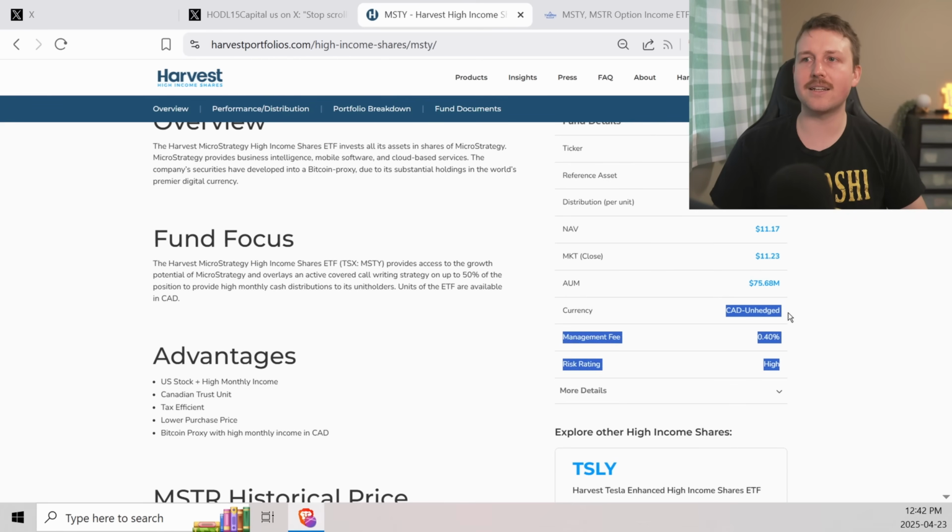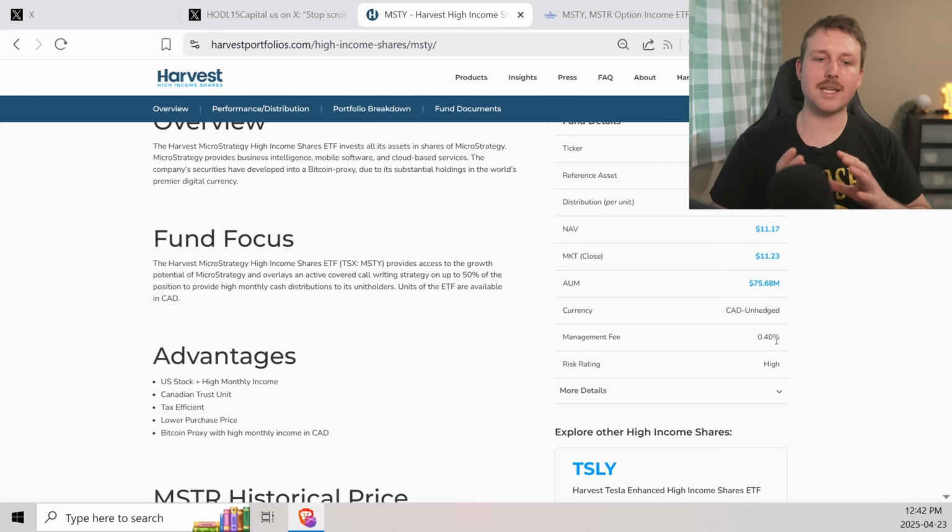And it's Canadian unhedged, which means that we're also seeing price appreciation of this equity in Canadian dollars if the US dollar currency outperforms the Canadian. So it's not hedging that to the Canadian dollar. So it's exposing Canadians to a US equity in US dollars, but it is priced in Canadian dollars. It's just unhedged to the Canadian dollar.